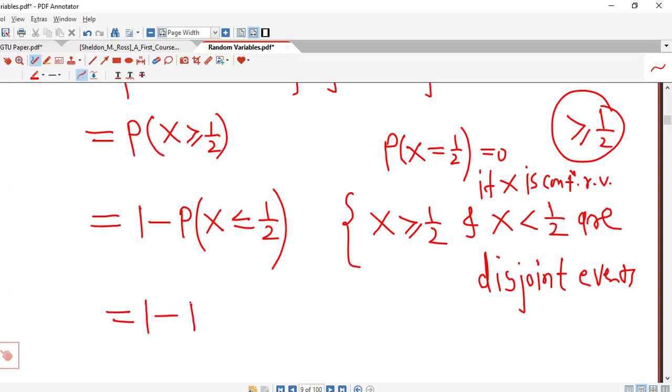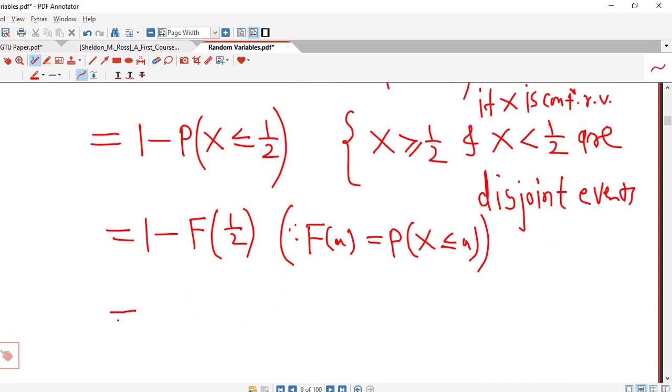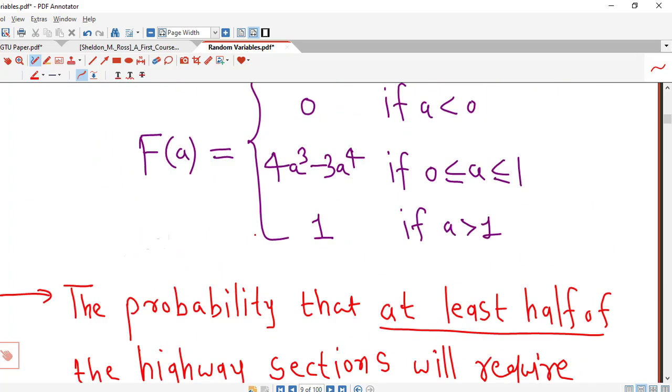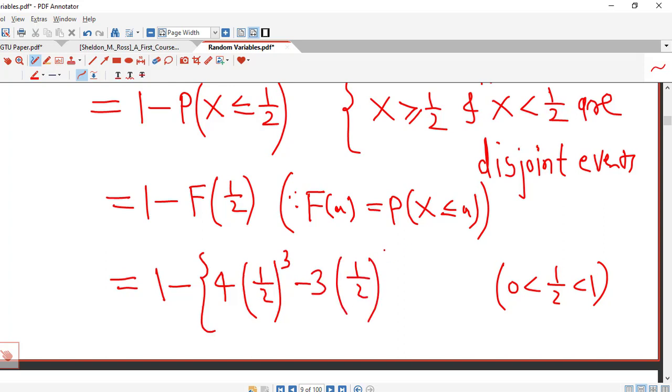Now this is nothing but the value of the distribution function at 1/2, because f of a is nothing but probability that x is less than or equal to a. So this is the value of the distribution function at point 1/2, and 1/2 is in between 0 and 1. So if a is in between 0 and 1, then the formula for the distribution function is 4a cube minus 3a raised to 4. We are interested in the value of the distribution function at point 1/2, so we put a equal to 1/2 here.